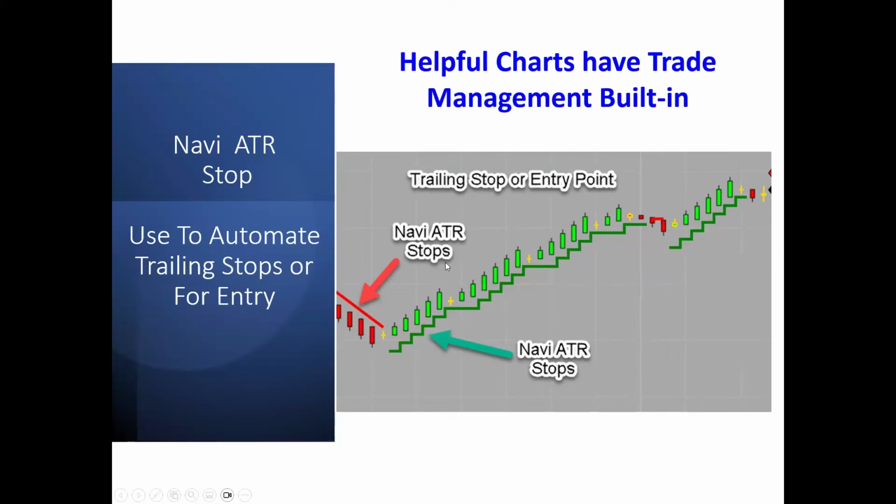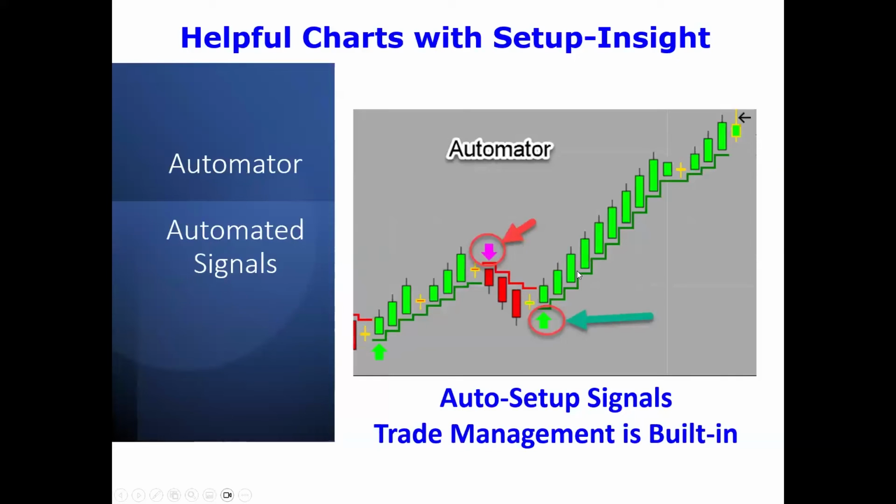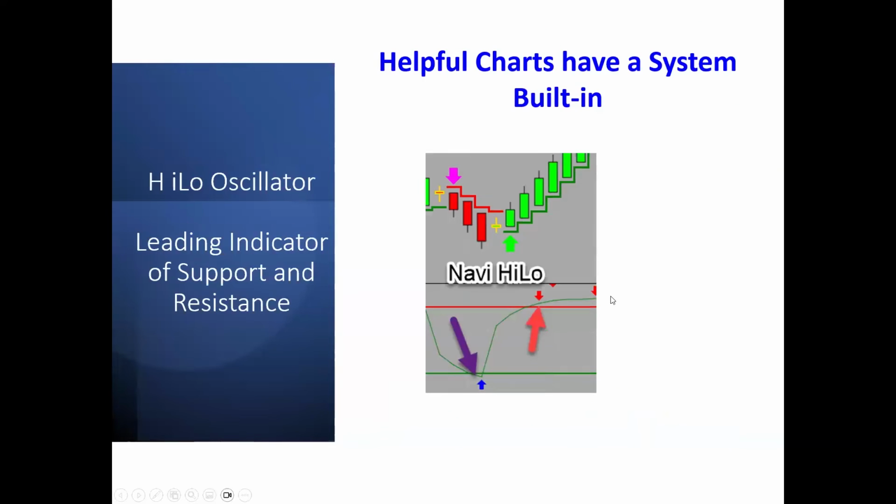We also have an ATR stop. The ATR stop is going to work similarly to the Navi PM indicator. Some of our customers like this one better, some people like the Navi PM indicator better. Now the automator is going to give you the automated buy and sell signals on the screen. Magenta arrow is a sell, green arrow is a buy. And then there's a NaviTrend high-low indicator, which is our own proprietary oscillator.